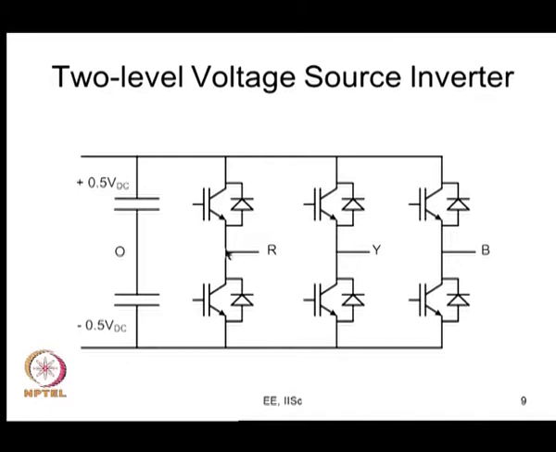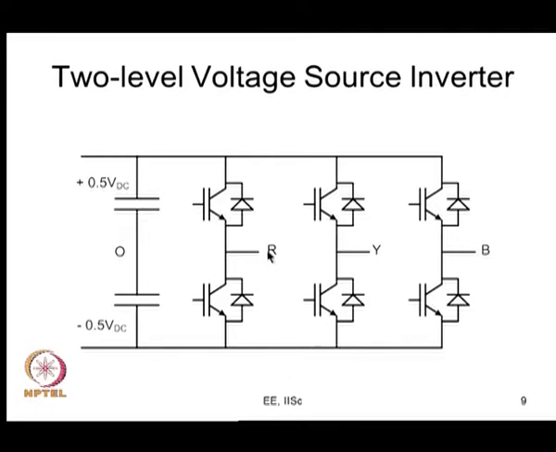So, this is R, the midpoint of this leg, a load terminal. VRO is the pole voltage, that is, the midpoint of the R phase leg measured with respect to O. Similarly, VYO is the Y phase pole voltage measured with respect to O. VBO is the B phase pole voltage, measured at B with respect to O. So, these are the 3-phase pole voltages. VRY would be the line to line voltage; VRO minus VYO will give you that. Similarly, VYO minus VBO will give you VYB, and VBO minus VRO will give you VBR.